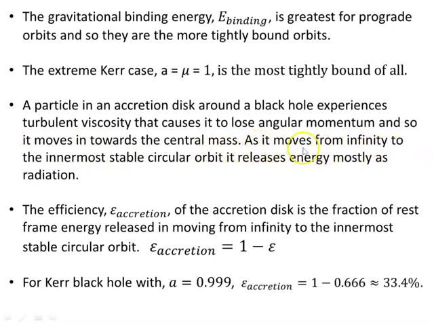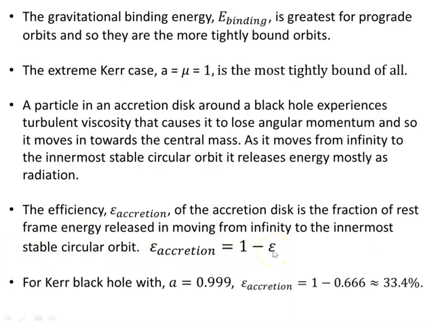As it moves from infinity to the innermost stable circular orbit, it releases energy mostly as radiation. It's losing angular momentum, so it's giving up energy. The efficiency, epsilon accretion, of the accretion disk is the fraction of rest frame energy released in moving from infinity to the innermost stable circular orbit. So it's back to that binding energy again. You can think of the binding energy in some orbit as the energy you'd have to put in to break the particle out of that orbit and take it out to infinity. The efficiency is equal to 1 minus epsilon.